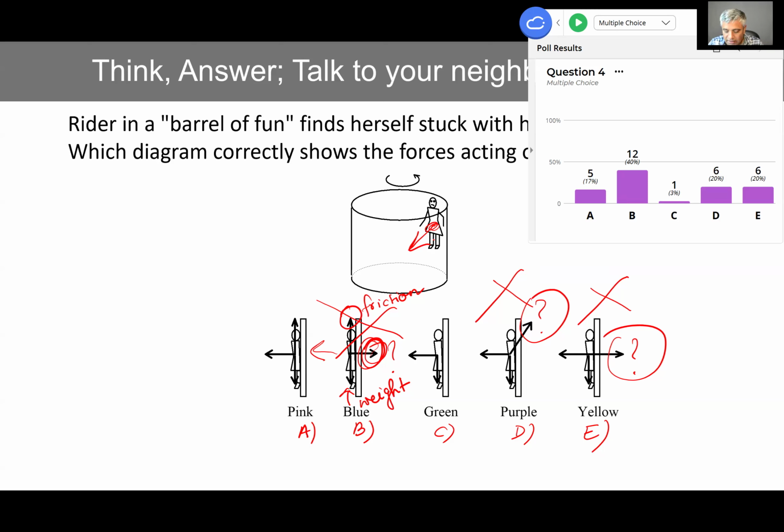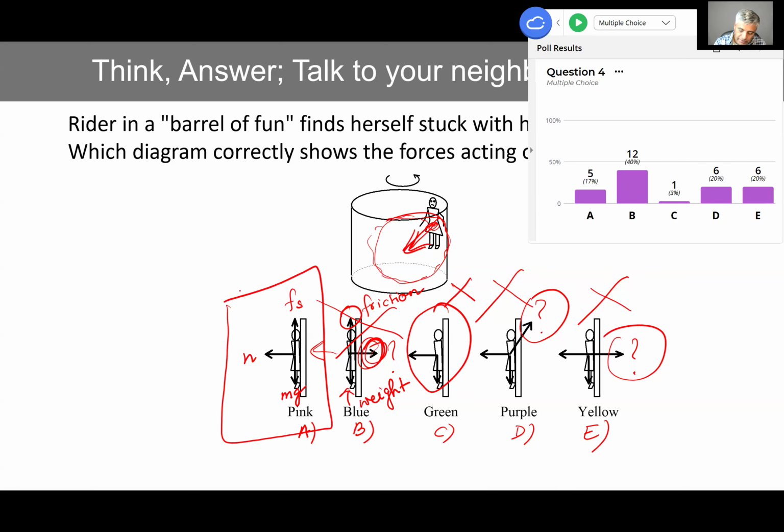And remember, since this kid is moving in a circle, there must be a force towards the center of the circle, at least one force. There must be a net force towards the center of the circle. So what is that force possibly? It is the normal force. This one is missing the friction force, so that's why it is not correct. So now what are these? This is normal, this is static friction force, and this is weight, mg. So A is the correct free body diagram for this.